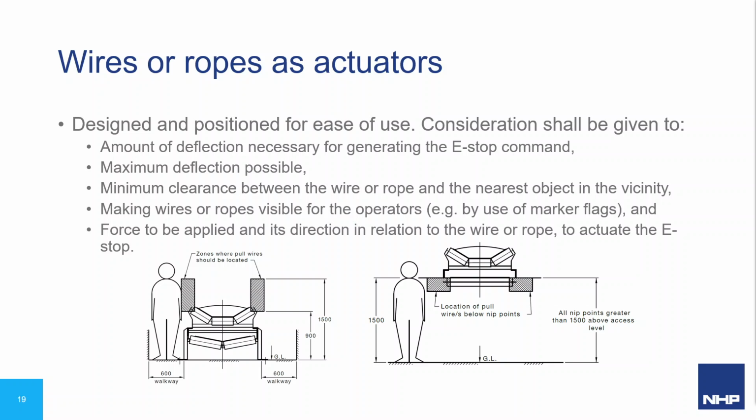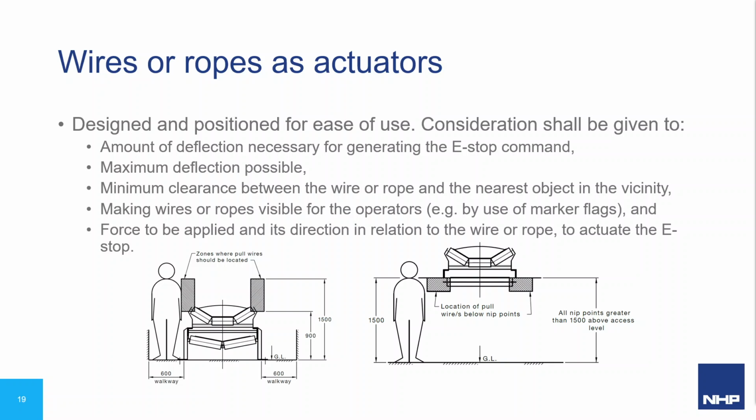What about wires or ropes as actuators? These are used as an alternative for large areas where emergency stop operation is required throughout the area, as the personnel around the machine could be at any location. This is typical of conveyors where applying multiple equally spaced e-stop buttons every meter or so is not really practical.